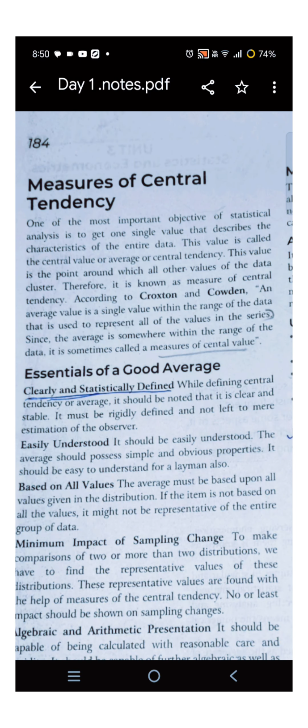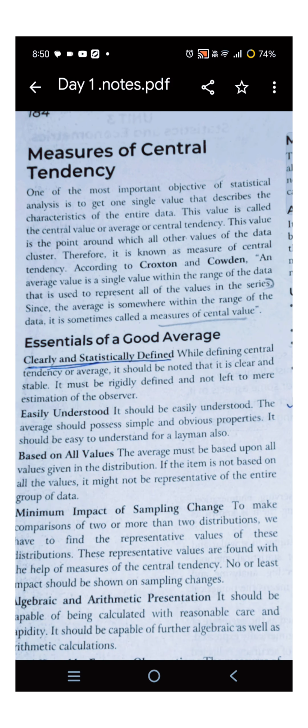According to Croxton and Cowden, an average value is a single value within the range of the data that is used to represent all the values in the series. Since the average is somewhere within the range of data, it is sometimes called a measure of the central value. Okay.